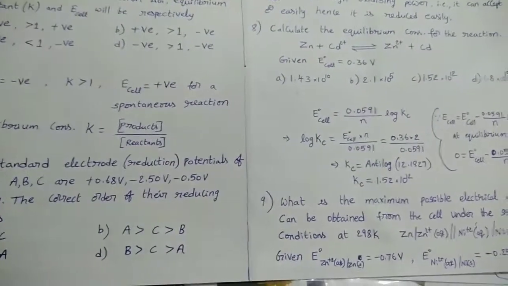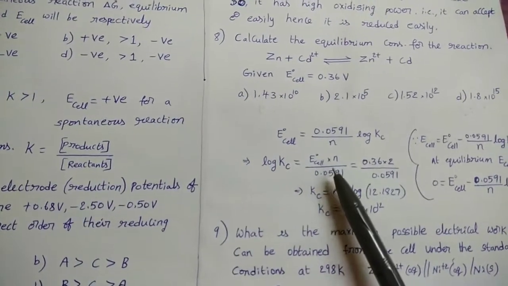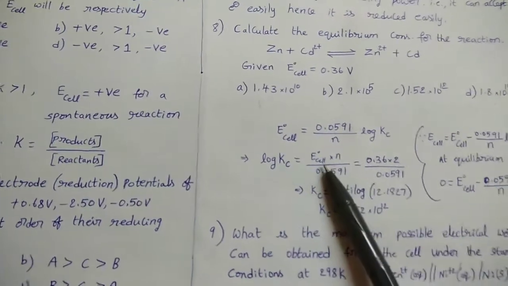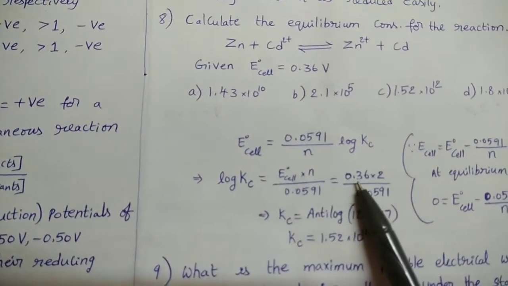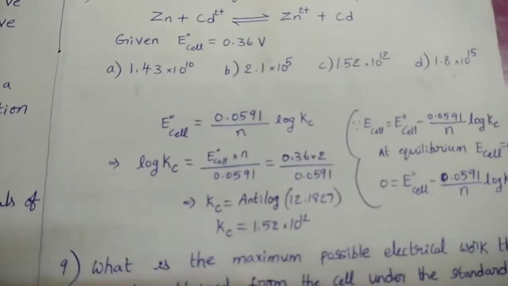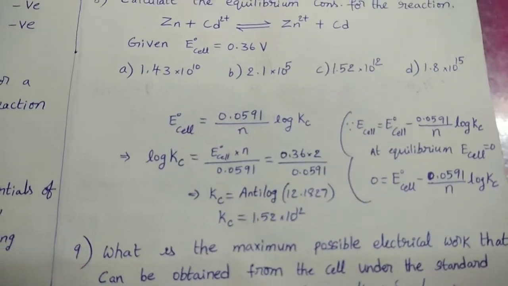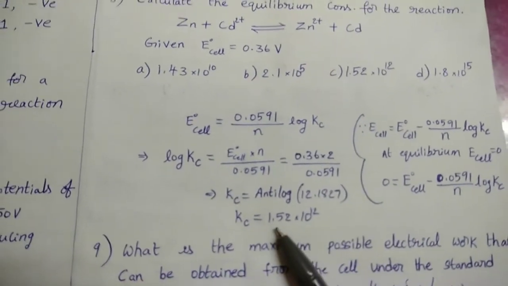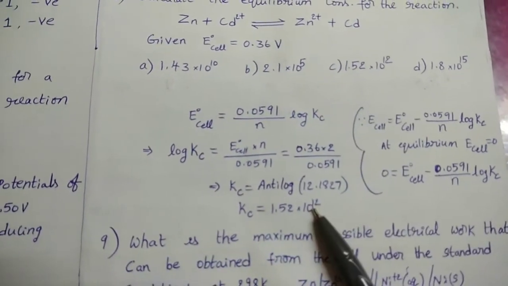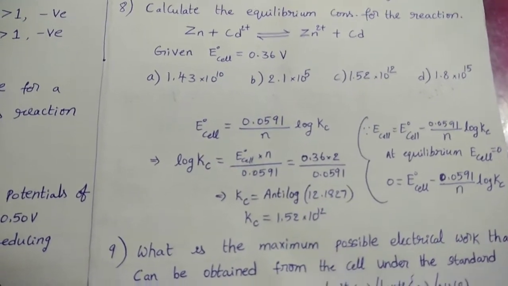Now, from this, log Kc equal to, we can get log Kc on one side and remaining terms on the other side. Substitute the E0 cell value that is given in the question, 0.36 into 2 divided by 0.0591. From that, Kc we can calculate, that is this one. So option C is the suitable answer for this question. In this way, equilibrium constant we can calculate by knowing the E0 cell value.